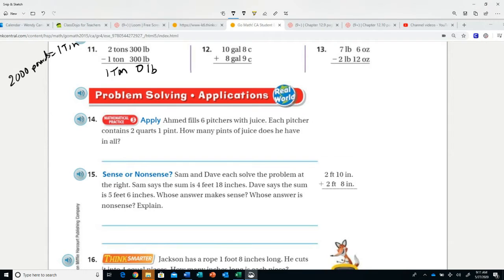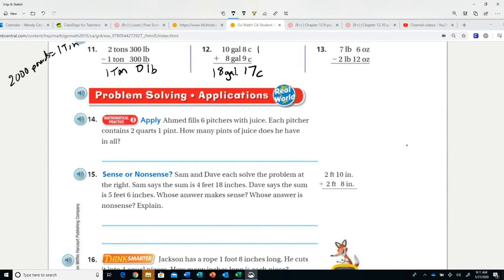Okay, number 12. 10 gallons, 8 cups, plus 8 gallons, 9 cups. So we're going to add our cups. 8 plus 9 is 17 cups. 10 gallons plus 8 gallons is 18 gallons. That's a lot.